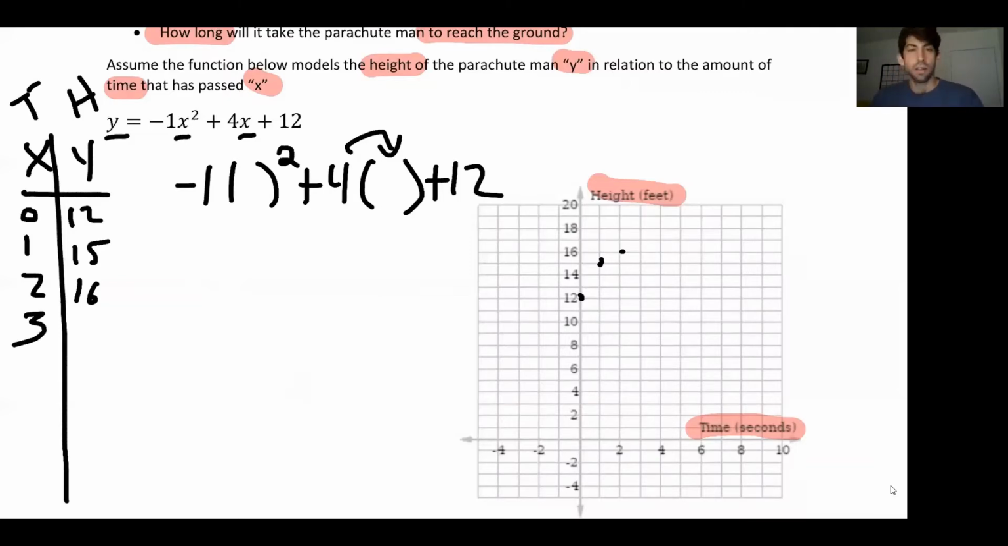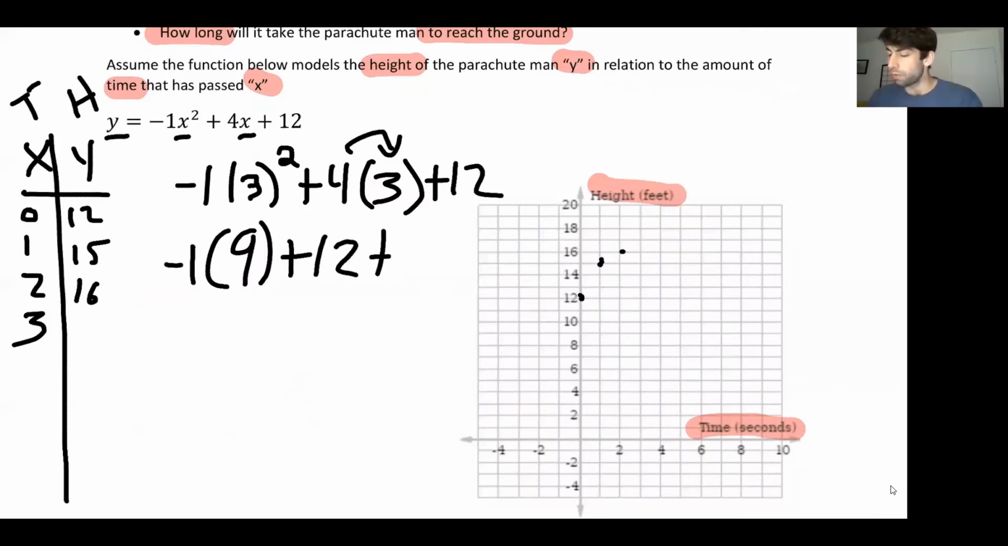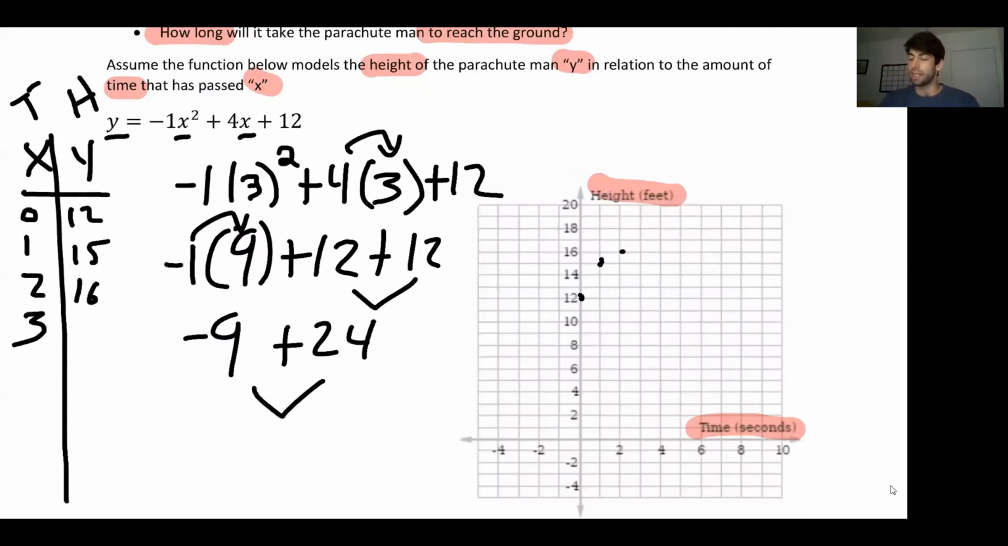So now let's try 3 seconds. At 3 seconds, what happens? That's a 3. Well, 3 squared is 9 times -1. 4 times 3 is 12 plus 12. 9 times -1 is -9. 12 plus 12, I'm going to do that part first because we can, is 24. All right, and then -9 and 24. Well, let's see, that's 9 less than 24. All right, so that would be 15. So at 3 seconds, we're back to 15. So he started to come back down, the parachute man. He went all the way up to 16 feet, and now he's starting to float down.